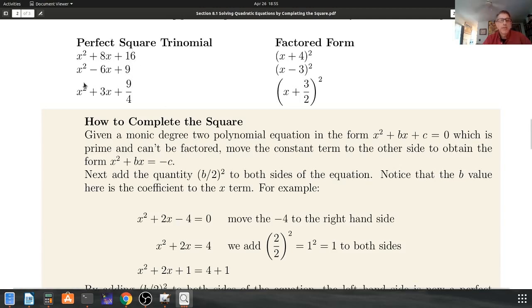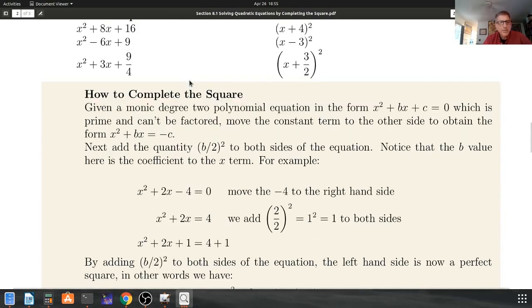Okay. So x squared minus 6x plus 9 is (x minus 3) squared. So 9 is a perfect square. Minus 3 is minus 6 divided by 2. And minus 3 squared gets me 9. The final one, x squared plus 3x plus 9/4, is factored as (x plus 3/2) squared. 3/2 is 3 divided by 2. And 3/2 squared is 9/4.